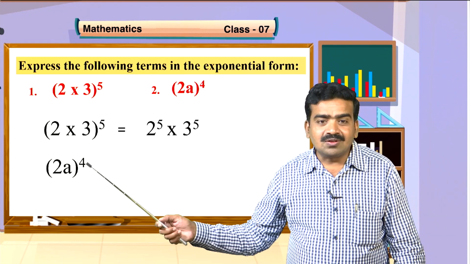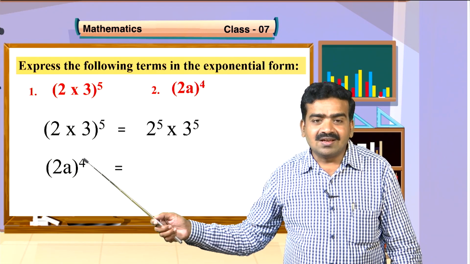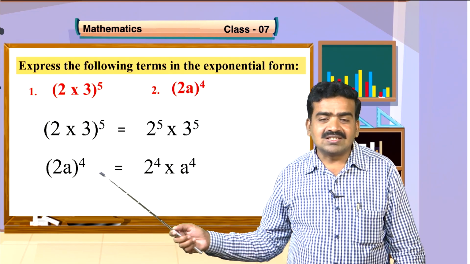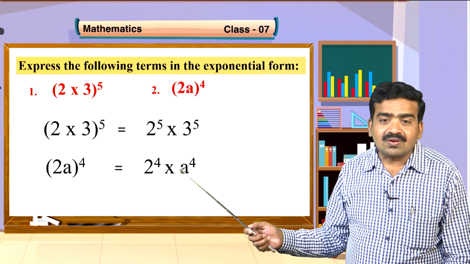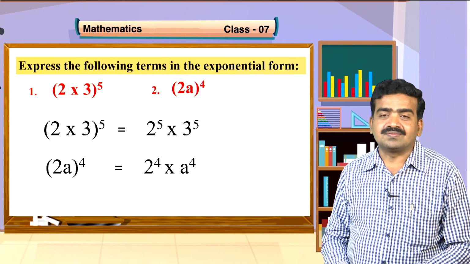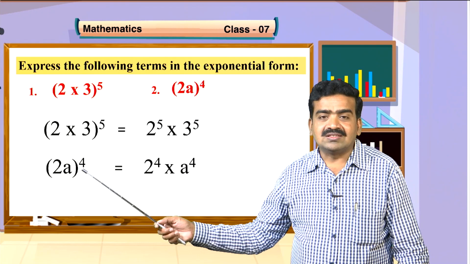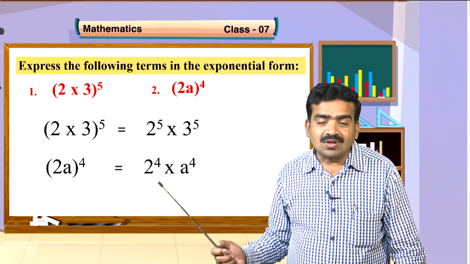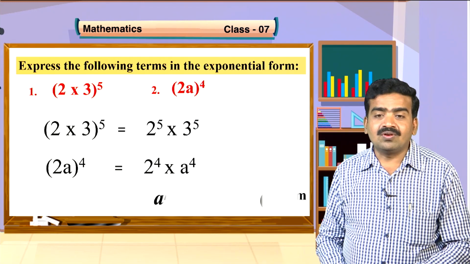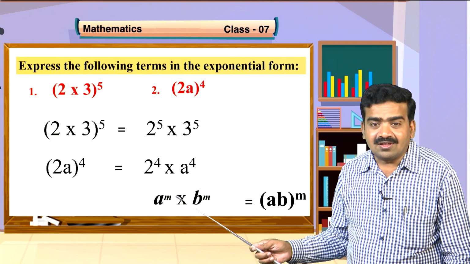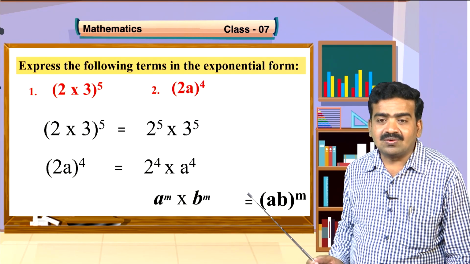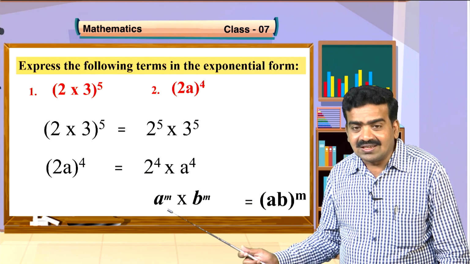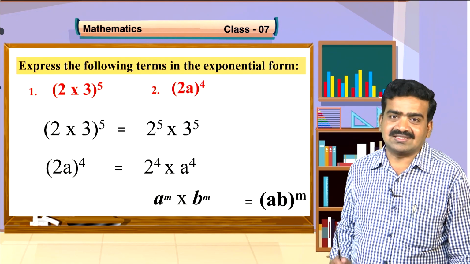Similarly, 2a to the power of 4 can be written as, here 4 is applied to 2 as well as a. So, that is why we get 2 to the power of 4 into a to the power of 4. This power is applicable for both 2 and a. That is why we have to write 2 to the power of 4 into a to the power of 4. So, based on the exponential law, a to the power of m into b to the power of m is equal to ab whole to the power of m. So, this can be expressed like this, and this can be simplified like this.